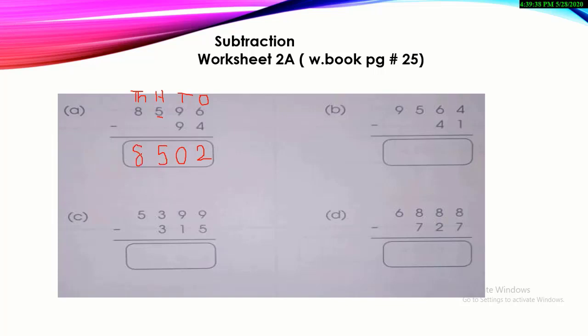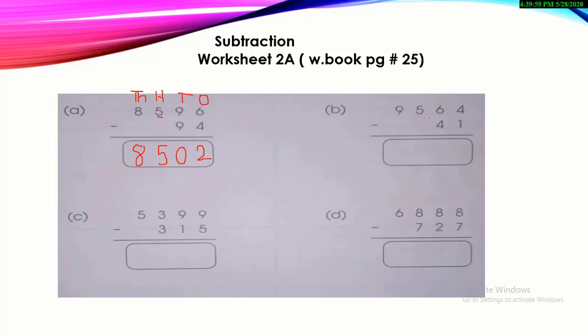Yes, this is the way to solve the question. This question is without regrouping. You don't need to borrow any number from the next number. So the next question is also B part. Tell me, should I start solving it from 9 or 5?